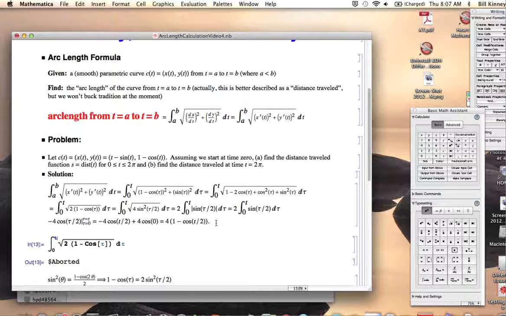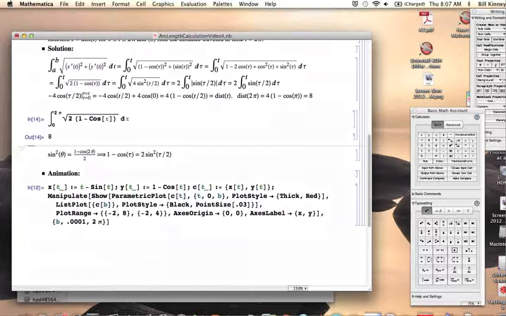I was saying t was between 0 and 2 pi. What would this mean about the distance traveled from 0 to 2 pi? This thing right over here, this is the distance function as a function of t. So from 0 to 2 pi, you're going to get 4 times 1 minus cosine of pi. Cosine of pi is negative 1, so 1 minus negative 1 is 2. You're going to get 8. Let's just go ahead and make this a 2 pi here and see if we get 8. We do. Okay, so that's some evidence that we probably did it right.